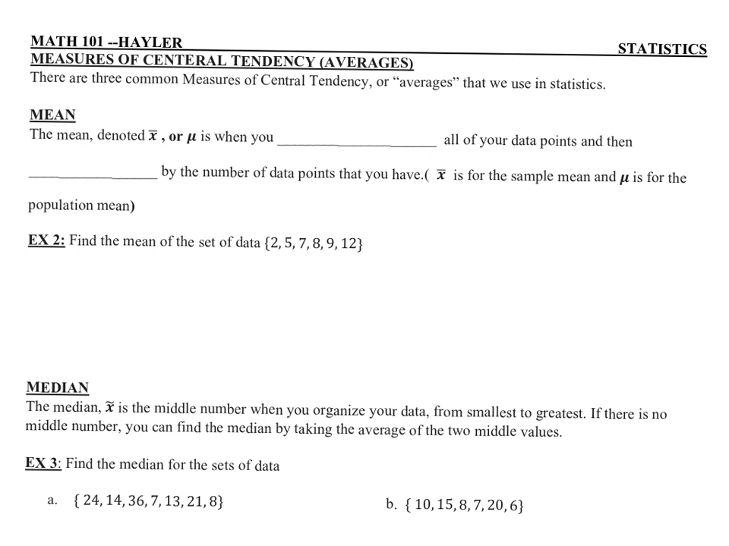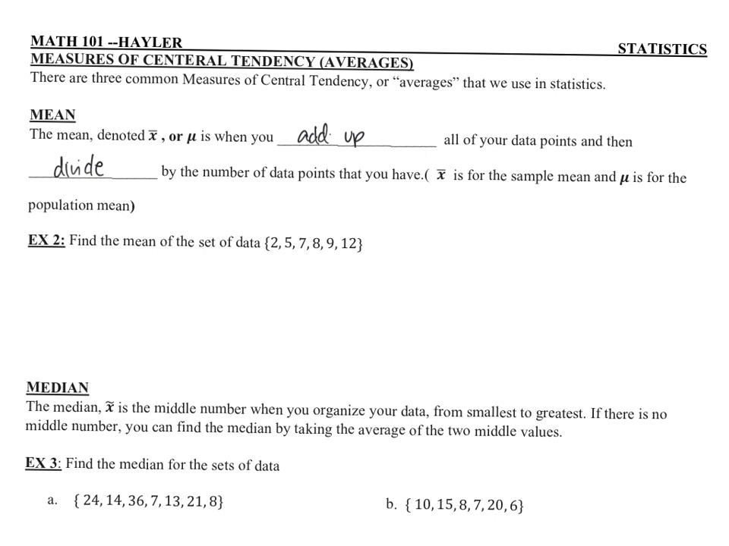So the mean, denoted mu, is when you add up all of your data points and then divide by the number of points that you have. Note, we denote the mean by x bar if we're looking at the sample, and we denote the mean by mu if this is for the population mean. Once again, that distinction between population and sample does come up.